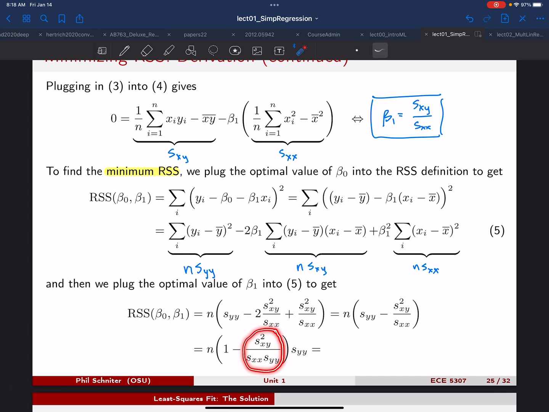Does anybody recognize what this term is here? This is the rho xy squared. So we get n times 1 minus rho xy squared times SYY. Okay, so this is the minimum value of RSS.